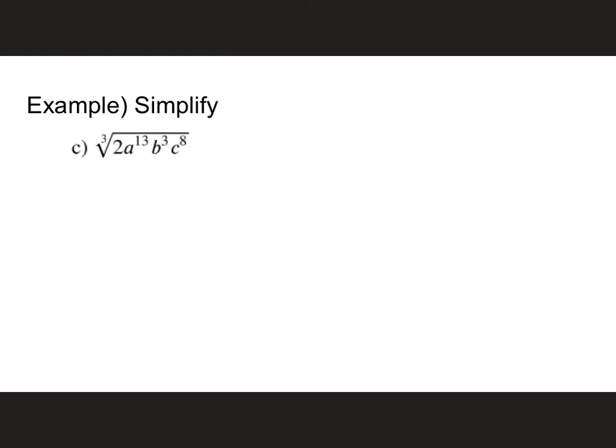Okay, first thing I'm going to do with this is divide it into different parts so we can take a look at each part individually. And that's kind of the way you're going to have to do this. So we'll look at the third root of 2, the third root of a to the 13th power, the third root of b to the 3rd, and the third root of c to the 8th. And each one of these we're going to deal with differently. So the first one, the third root of 2. I can't do anything here. That is done. That's simplified already. That's going to be part of my answer. So I'm just going to skip over that and we'll go to the next one.